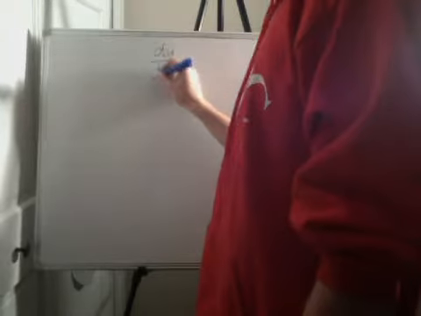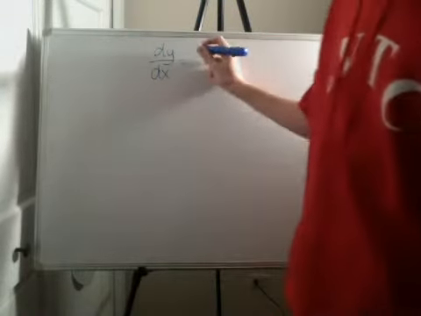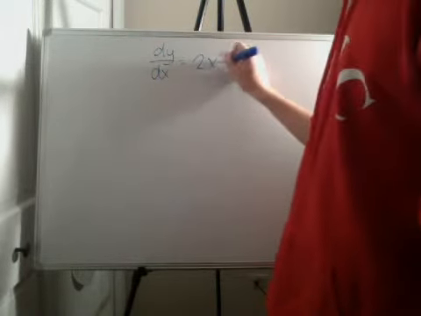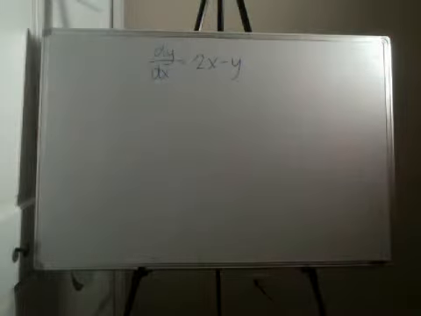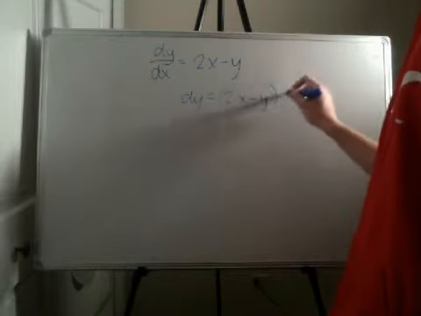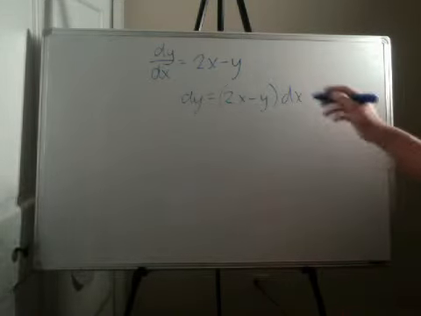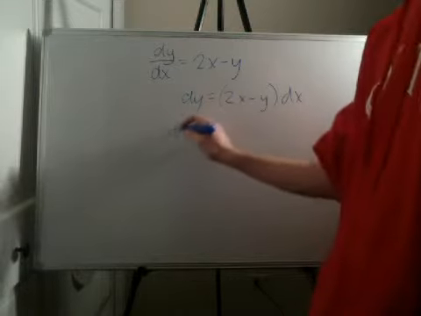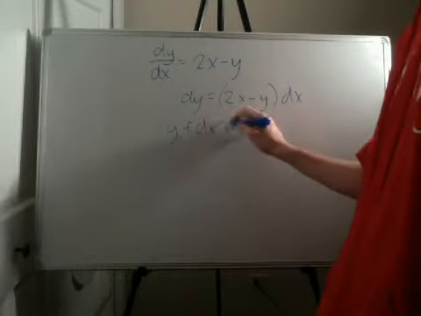But what if you get something like this? You get dy/dx equals 2x minus y. Guys, there's no way that you can separate variables on this one. Think about it. You can multiply the dx over, and then you get dy equals (2x minus y) dx. And then you can add the y over here and get y plus dx dy. That doesn't make any sense. There's no way to separate the variables completely.